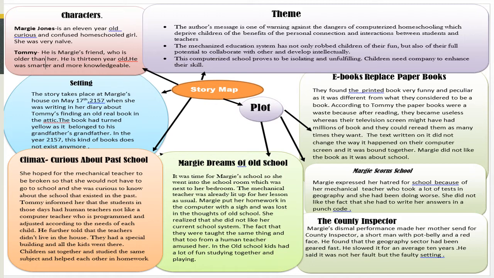Now, the second logical order of the plot is, why did Margie hate school after all? Margie expressed her hatred for school because of a mechanical teacher who took a lot of tests in geography, and she had been doing worse. She did not like the fact that she had to write her answers in a punch code, which was really a tedious job.